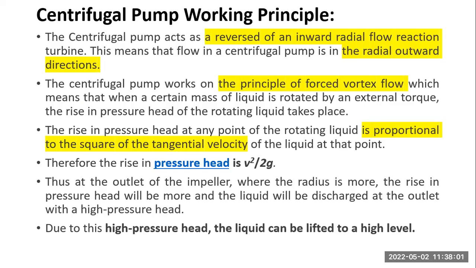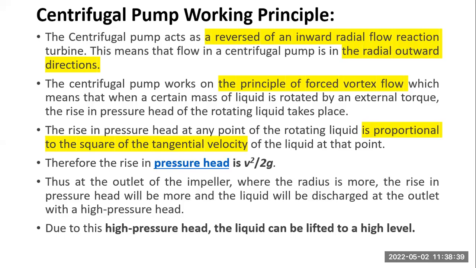the square of the tangential velocity. That means V square by 2g. So here the pressure head is V square by 2g. So we can say that at the outlet of the impeller, if the radius is more, then the rise in pressure head will be more. And the liquid will be discharged at the outlet with a high pressure head. Due to this high pressure head, the liquid can be lifted to a high level.